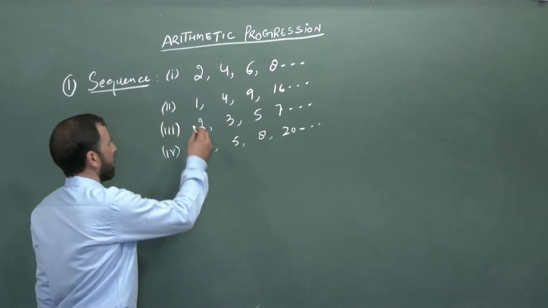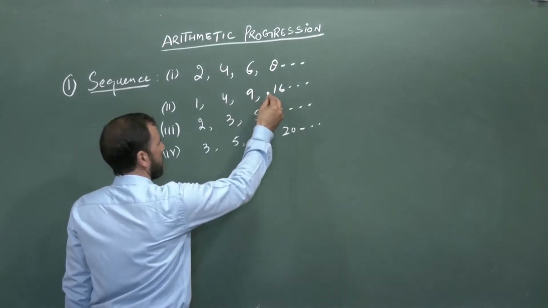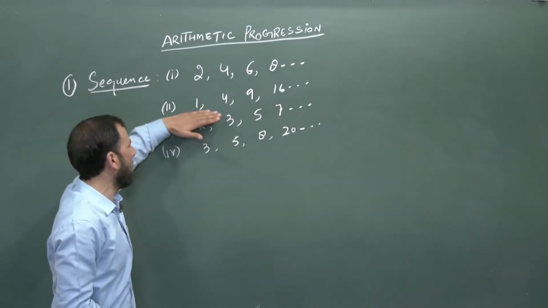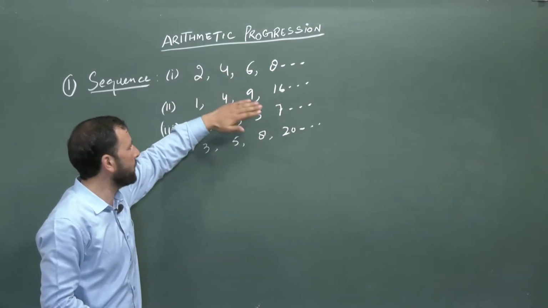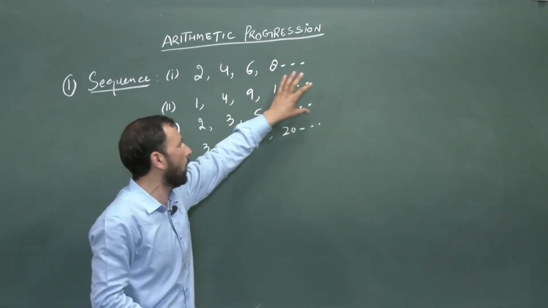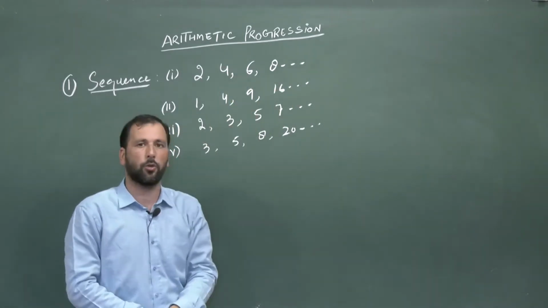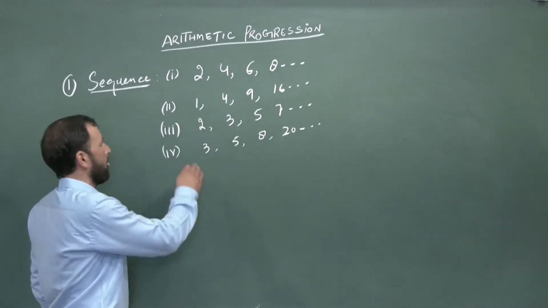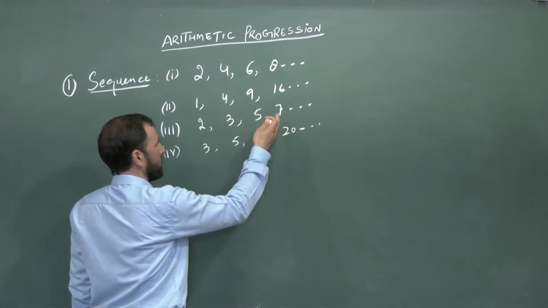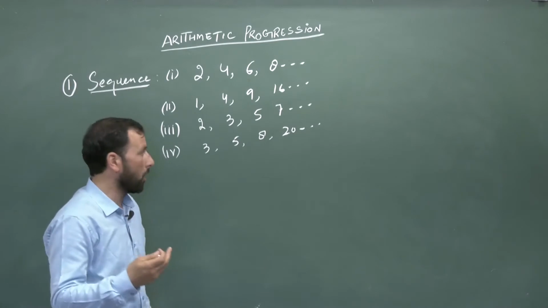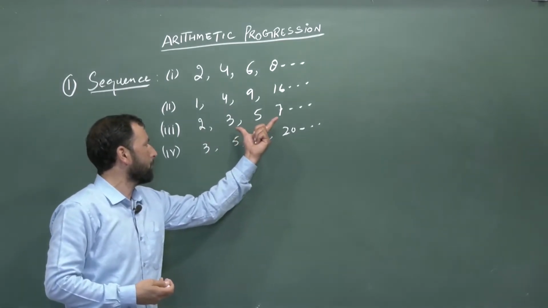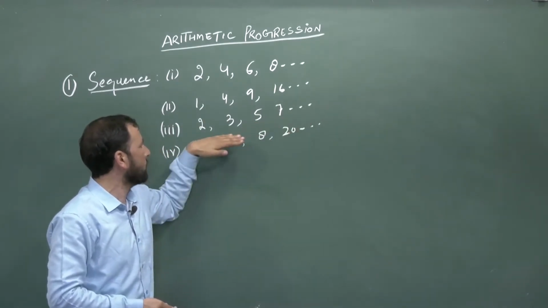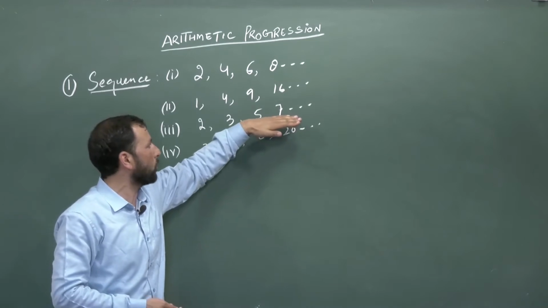Now the second one is 1, 4, 9, 16. Clearly they are the squares of natural numbers. 1 square is 1, 2 square is 4, 3 square is 9, 4 square is 16 and so on. So this follows another mathematical rule here. They are the squares of natural numbers. Similarly in case three, this is 2, 3, 5, 7. They are all prime numbers. So they are also in a well-defined manner, in very well-defined arrangements. 2, 3, 5 and 7 are said to be sequences.